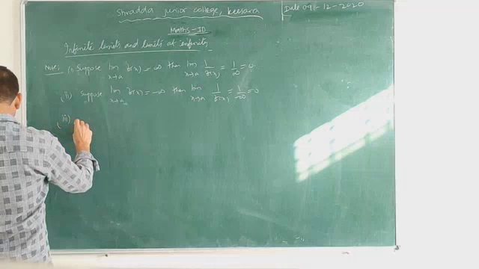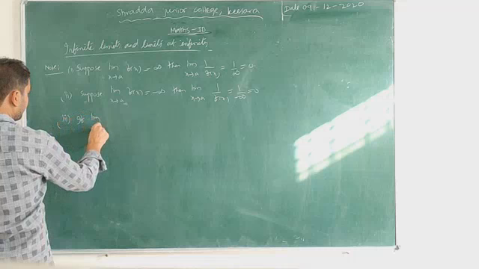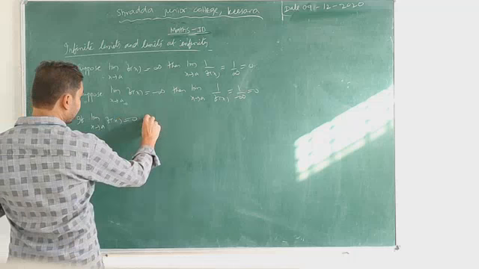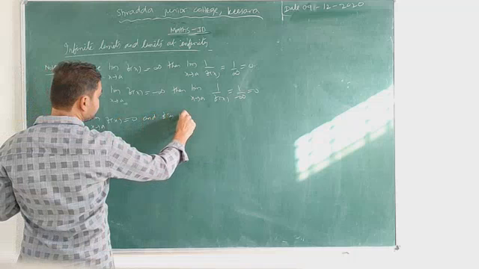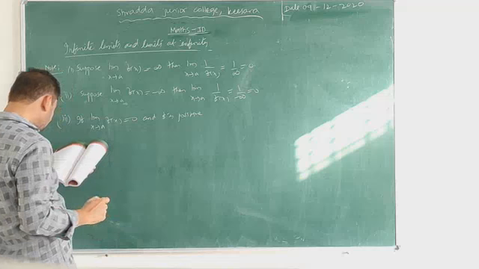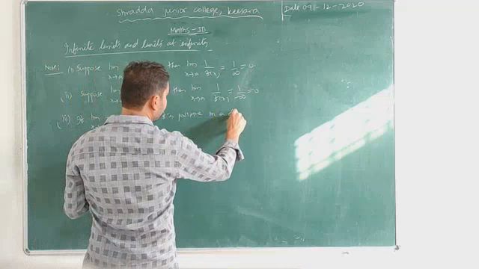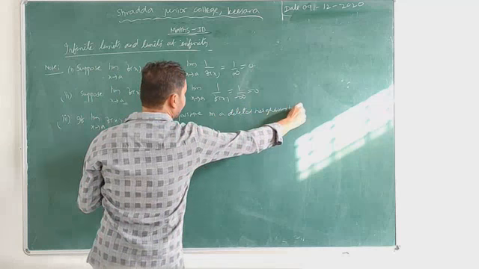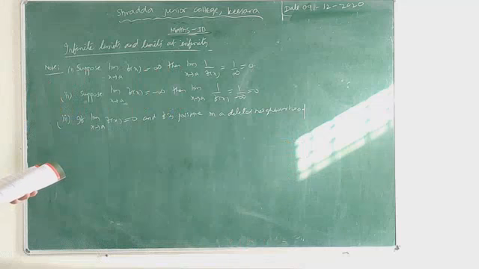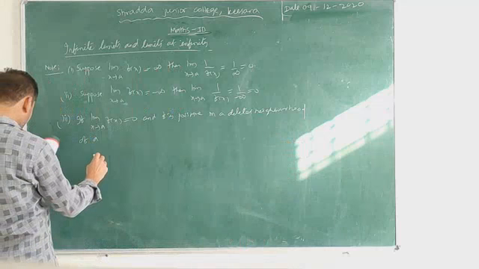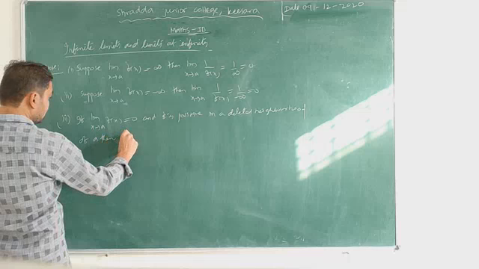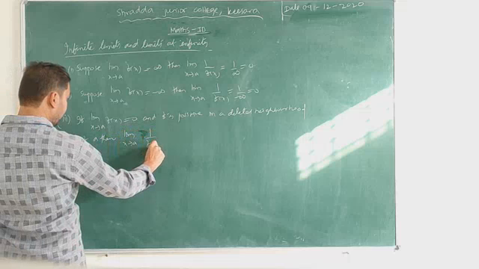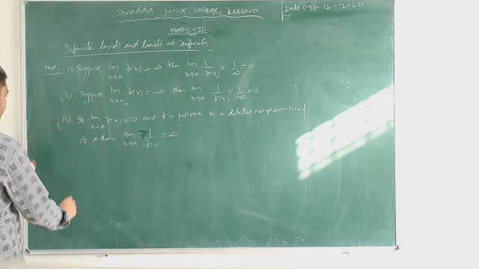Next, the third condition here: if limit x tends to a, f of x equals 0 and f is positive in a deleted neighborhood of a, then limit x tends to a, 1 by f of x is equal to infinity.